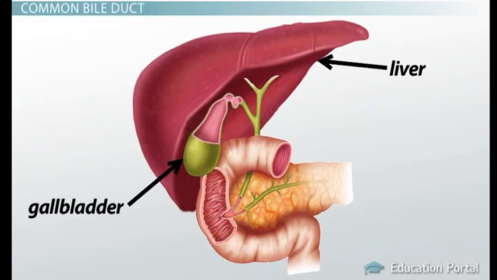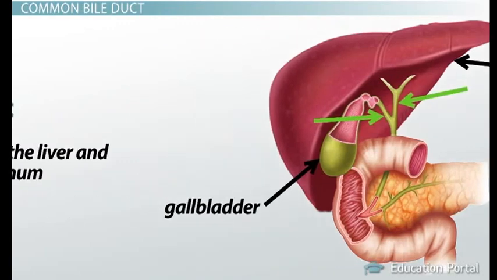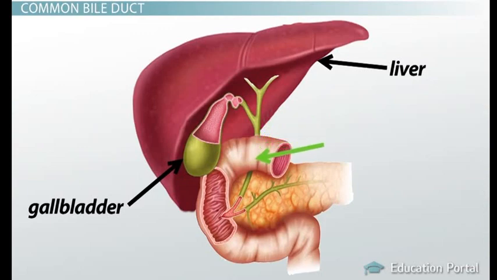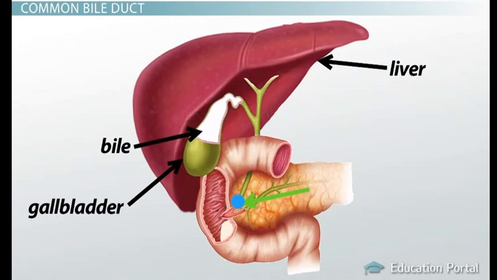The liver and gallbladder each have their own ducts that lead directly from the organs. However, there is a common duct that carries bile from the liver and the gallbladder to the duodenum, known as the common bile duct. This is an efficient transportation system in a normal healthy body, but if this common duct becomes blocked due to a gallstone or some other disorder, bile will not be able to reach the small intestine. And this can cause bile to back up into the liver.